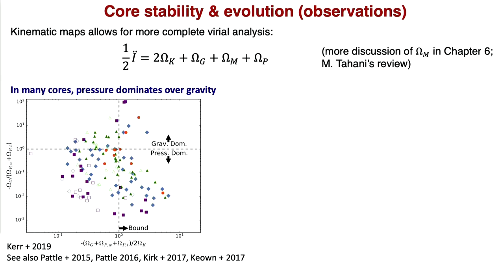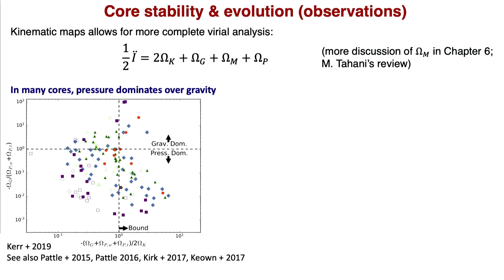And what we're finding is that in many cores, when you factor in the kinetic energy and also the bounding pressure from the turbulent gas or perhaps the weight of the cloud, pressure actually dominates over the gravity. And so here we're showing that for a number of cores in nearby star-forming regions, the pressure term dominates both for cores that appear bound but also for cores that appear unbound.